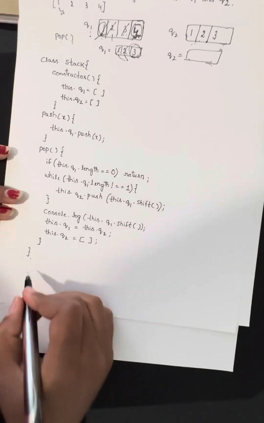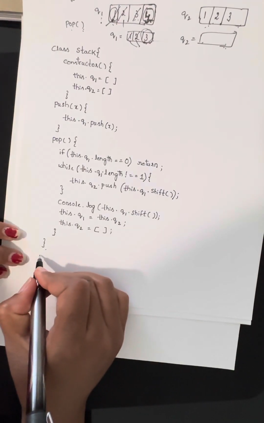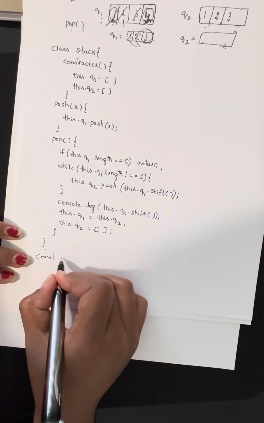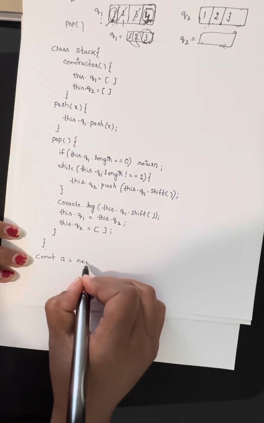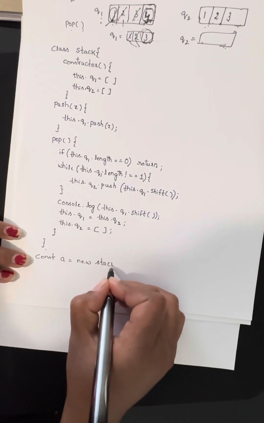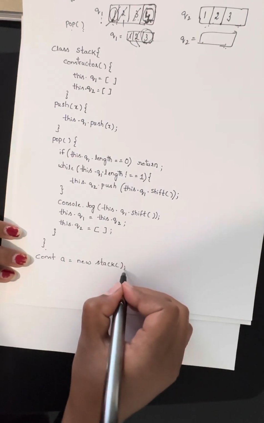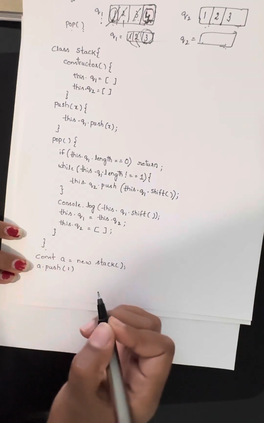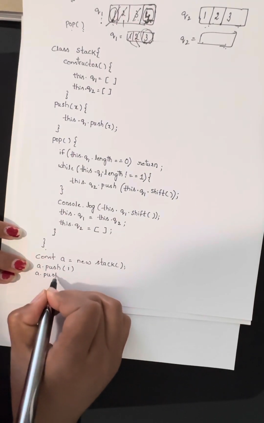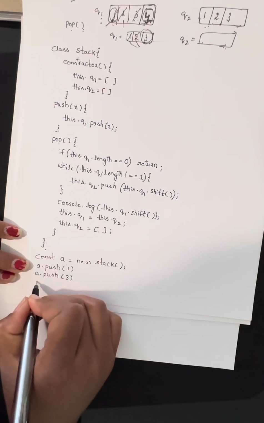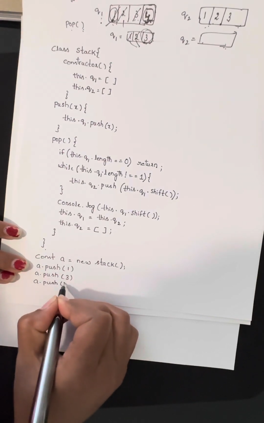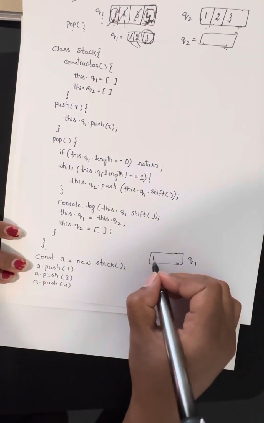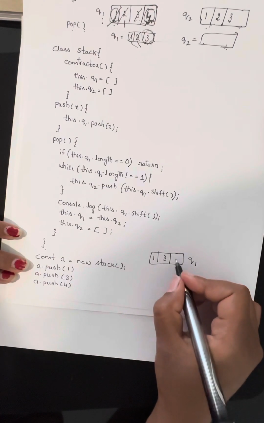Now let's say we use this stack class. Let's say a equals new Stack, and we do a.push(1), a.push(3), a.push(4). So now in Q1 we'll have 1, 3 and 4.